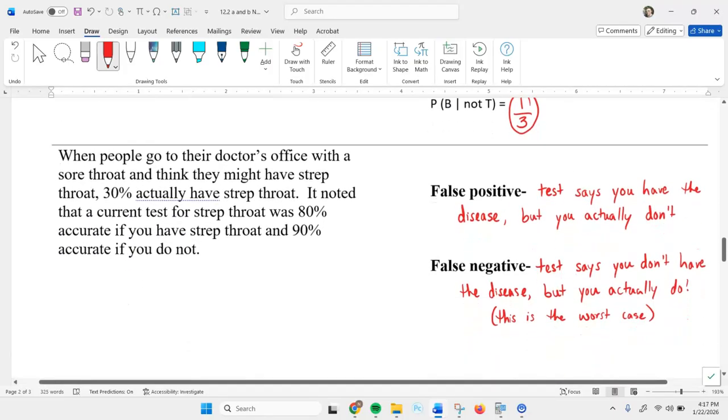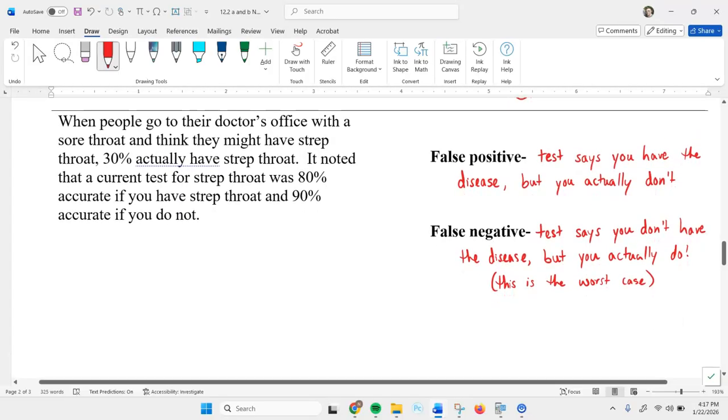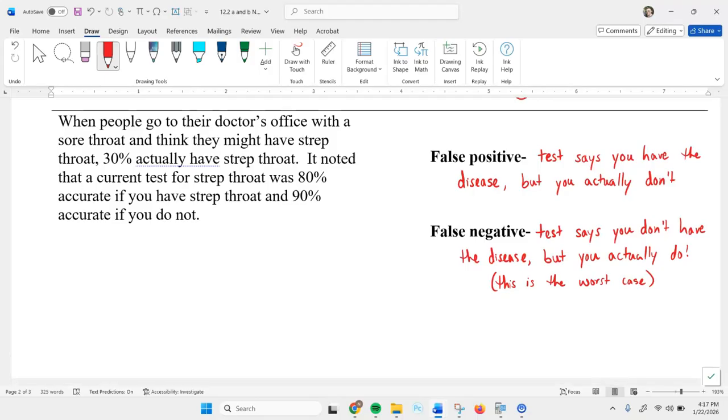All right, so the last thing we're going to do is talk about false positives and false negatives, and then review how to create a tree diagram and see how that can work in this situation. Go ahead, pause the video, and write down these definitions, and then hit play when you're ready to move on.